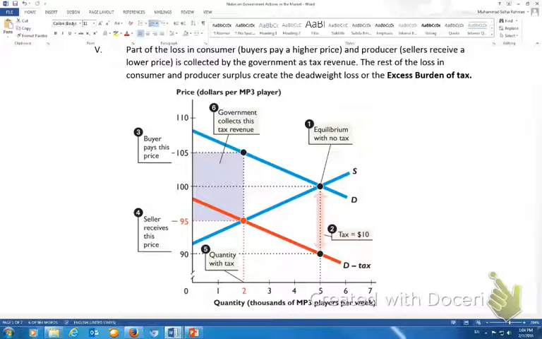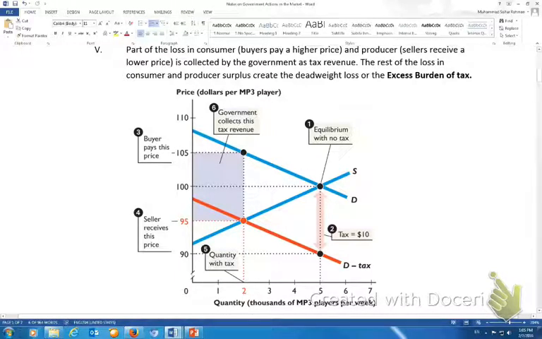There is a loss in consumer surplus and there is a loss in producer surplus, but part of those losses are accumulated by the government through taxation. They collect part of that loss in surplus as tax revenue, but even after collecting part of that as tax revenue, part of the loss in consumer surplus and producer surplus becomes the loss of the economy, which basically is this larger triangle, and this is called the deadweight loss.